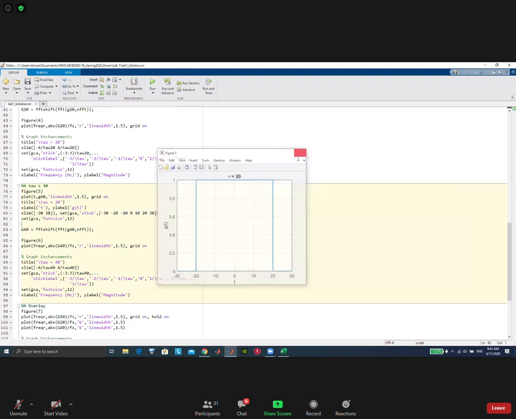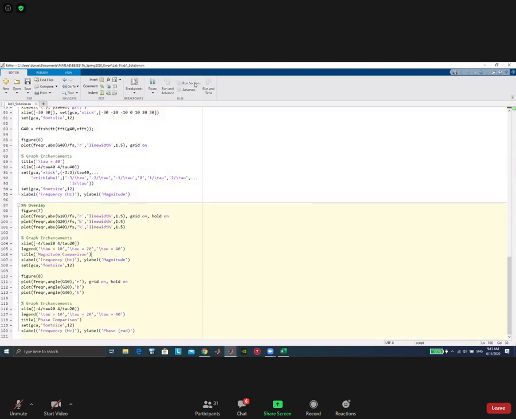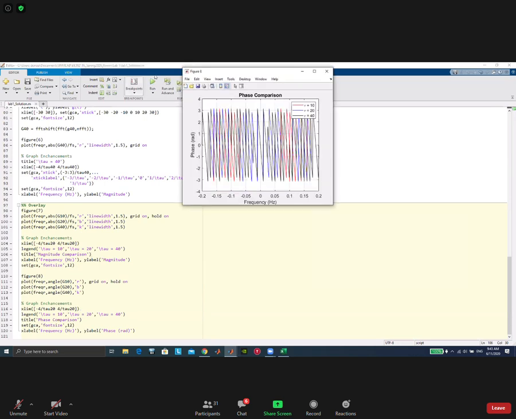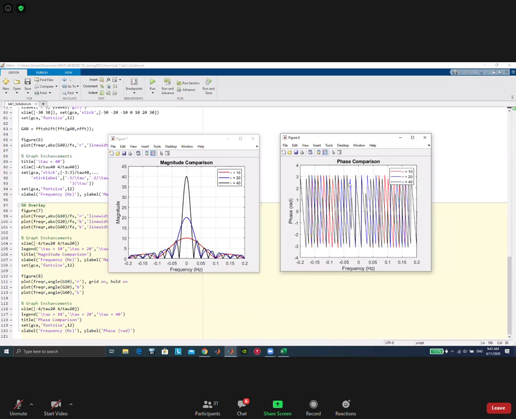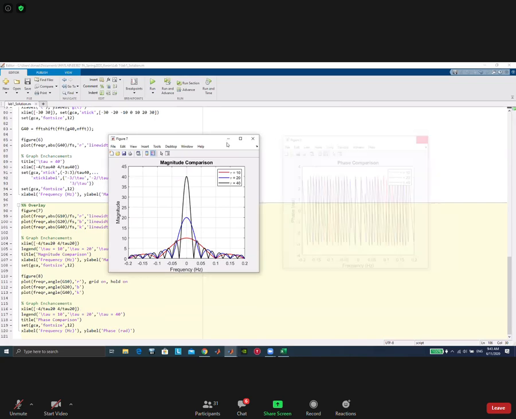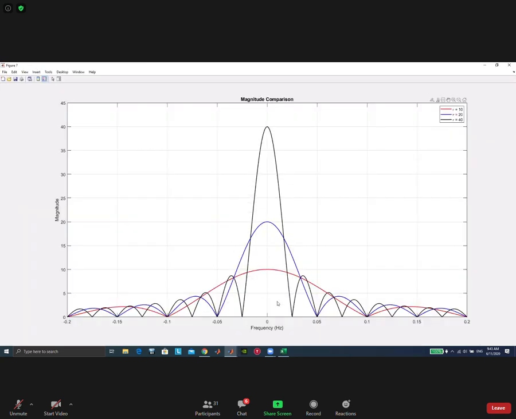Okay, so this is tau 20, and this is the overlay of all that. Okay, these are the phase. If you get this crazy phase, then you're correct. And this is the overlay of the system. So you have the black, which is tau equal to 40, and then the blue one, which is 20, and the red one, which is 10.